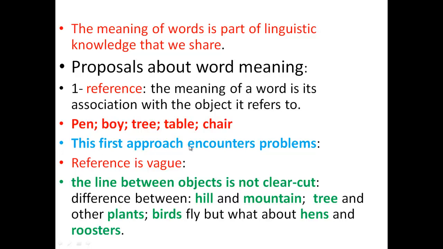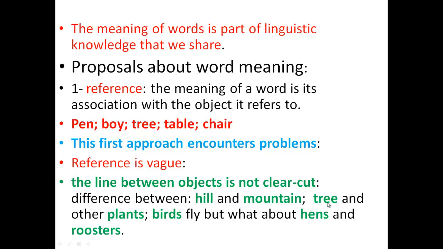Now, this first approach encounters problems. Why? Because reference is vague. Let's talk about these examples here. What do we mean by a mountain? When I use the word mountain, according to this referential theory, I am referring to an element in nature. Same thing about hill. But what's the difference between a mountain and a hill? How can we make a clear-cut division between mountain and hill?